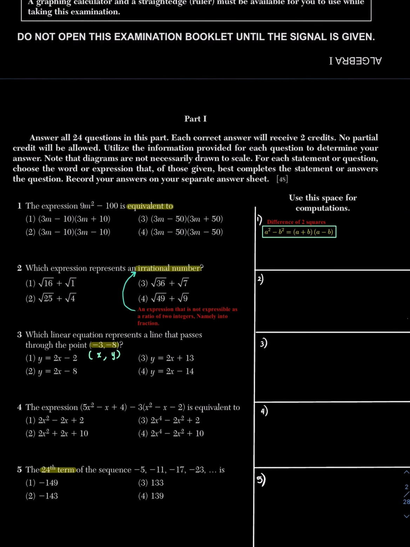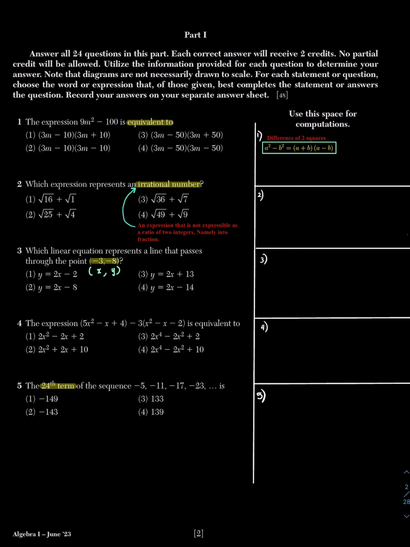Okay. Part 1. Let's read the instructions first so that we understand what it is that is being required or asked of us. We have to answer all the 24 questions in this part. Each correct answer will receive 2 credits. No partial credit will be allowed. Utilize the information provided for each question to determine your answer. Note that diagrams are not necessarily drawn to scale.